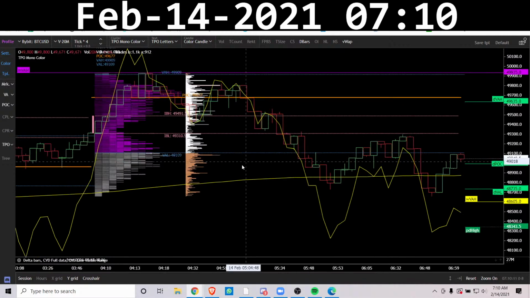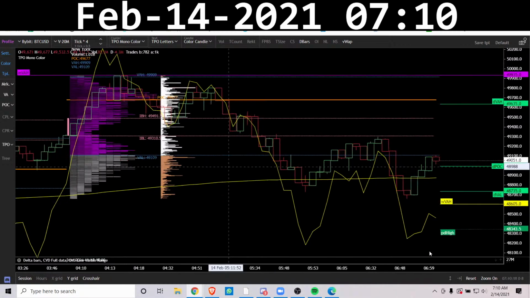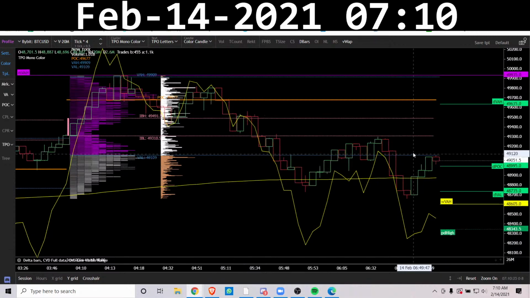So in order for me to take another long, I want us to claim this value area low at 49,109 before heading back up to the actual value area high up here at 49,918, which is literally the high. So that would mean that we would break all-time highs at that point. But yeah, the daily value area low is at 49,635.